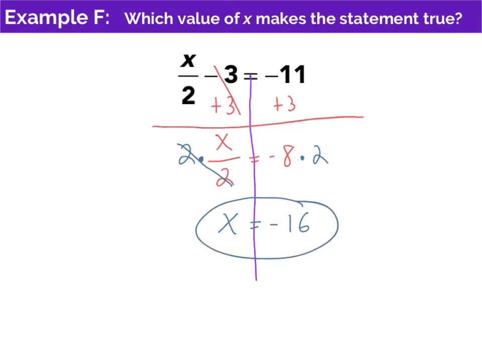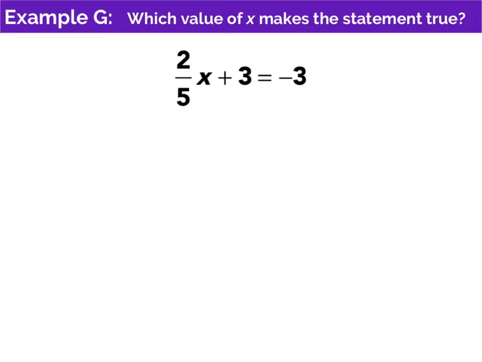Let's move on to another example. Here we are at example G. Again, I'm going to draw my wall down from my equal sign, and I see I've got a fraction there, and I'm not a big fan of fractions, but hopefully I can work around it using my inverse operations.